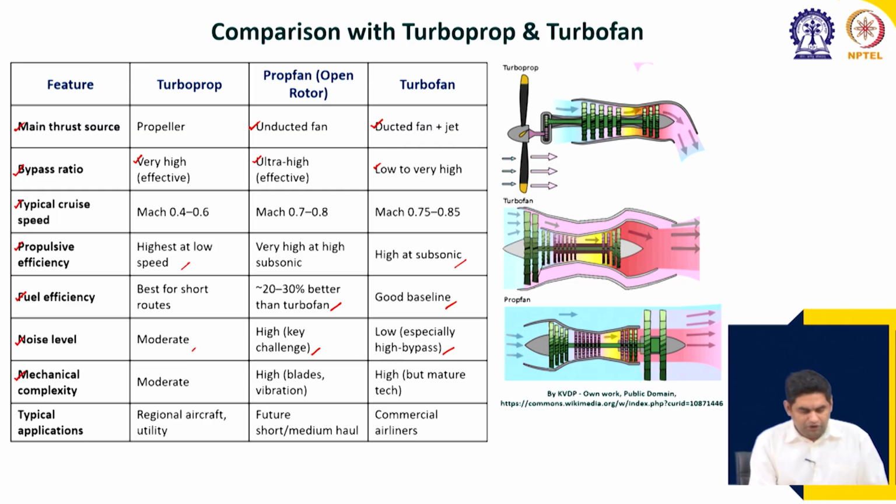Mechanical complexity is moderate for turboprops. So, they can be developed at relatively low cost and can be used for regional aircraft. High bypass turbofans have high cost and high complexity, but the design is very mature now. It has been stabilized over a lot of years of research. We have a very efficient and effective design. It is high, but now the research has matured in this area.